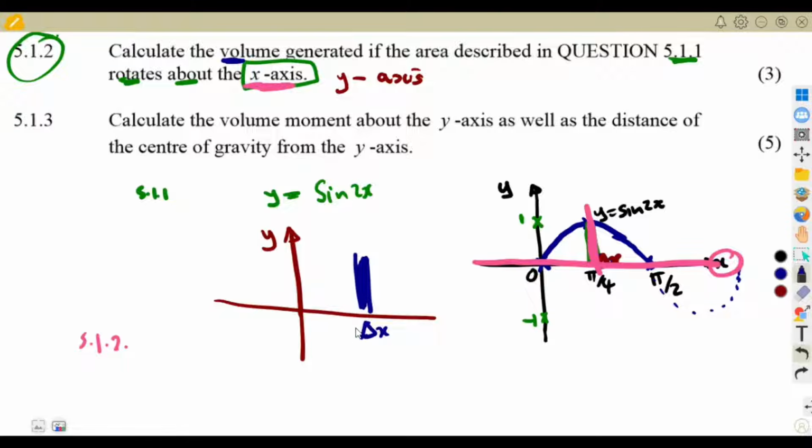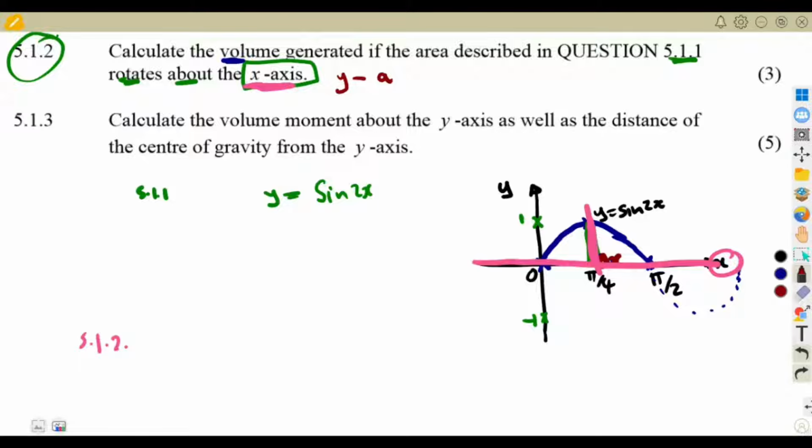So under this condition, you would take into consideration these two that we are having, when it is about the y. You're taking the y-axis and your representative strip. How are these two connected? They are parallel to each other. So these two lines will never meet. They are parallel. So on that condition, you use the shell method.